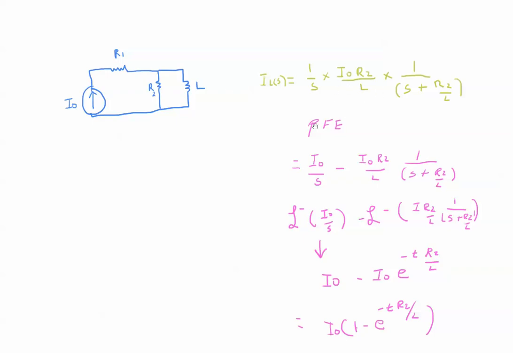Yes, you would have to use partial fraction expansion, but if you do these often, you'll realize that it's just I naught divided by S minus I naught R2 divided by L. When you take the inverse Laplace of this, you just get I naught. You take the inverse Laplace of this, and you just get I naught e to the minus t, there's your R2 over L, which gives you the formal response.